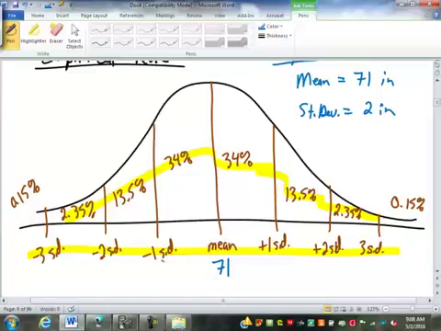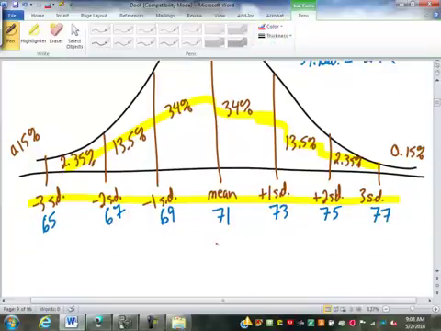Now if I'm going to subtract 1 standard deviation, what is this number going to be? 71 minus 2 is 69. What's this number going to be? 67 and 65. Going this way, if I add the standard deviation, this will be 73, 75, and 77. So what this is saying is, let's say that you are 73 inches tall.